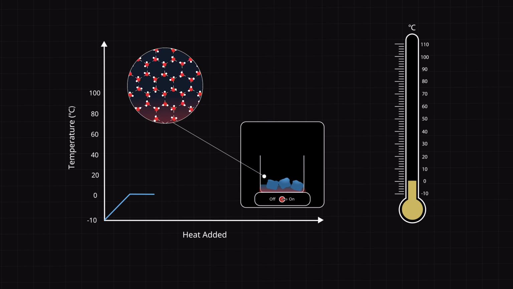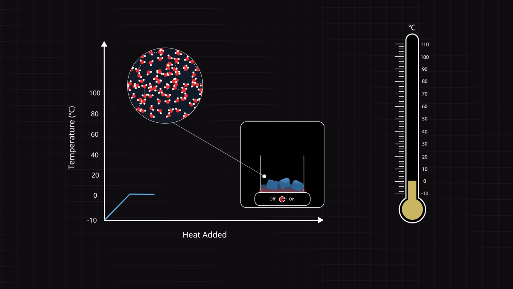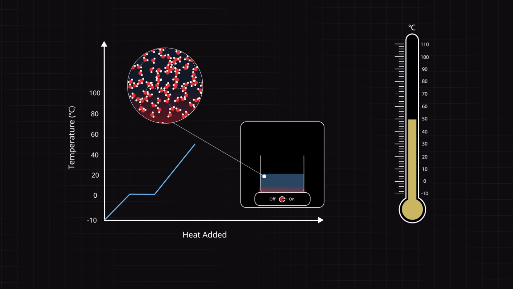Now, step 3, heat continues to be added, and the ice begins to melt and become water. The temperature does not increase because the heat energy is being used to overcome the intermolecular forces between the particles, not to increase the speed of the particles. Step 4, once all the solid ice has become liquid water, adding more heat causes the temperature to rise again. Kinetic energy increases and the water molecules move more rapidly.